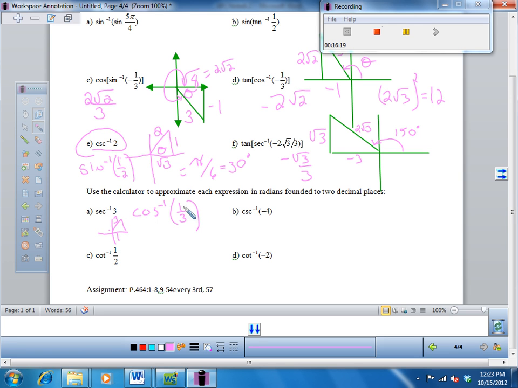So if I take the inverse cosine of 1/3, and I'm in radian mode on my calculator, I get an answer. And that answer is, anyone have their calculator with them? That answer is 1.23 radians.